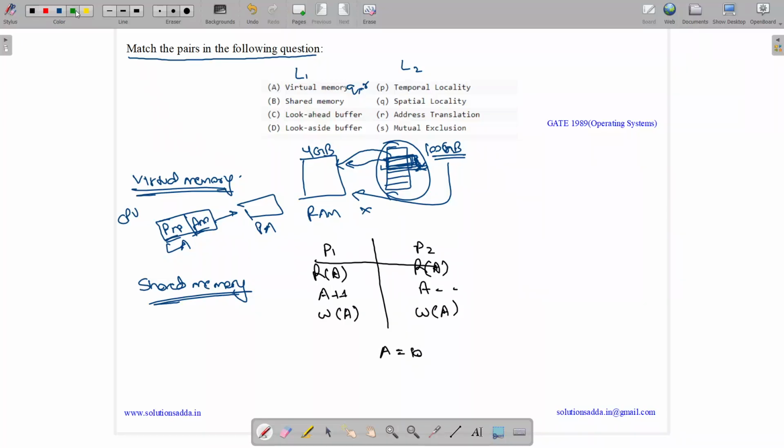Now, if they are executed one after another, which means P1 followed by P2 or P2 followed by P1, then P1 will read 10, increment it to 11 in its local memory and then write 11 over here. Then P2 will come and read A to be 11, decrement 11 to 10, then write 10 over here. So the final output would be 10.